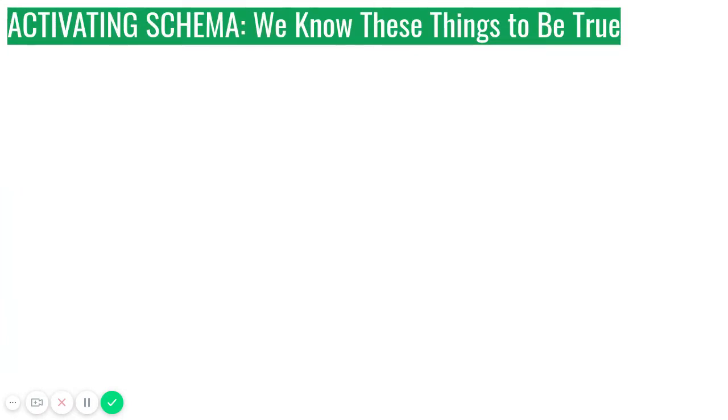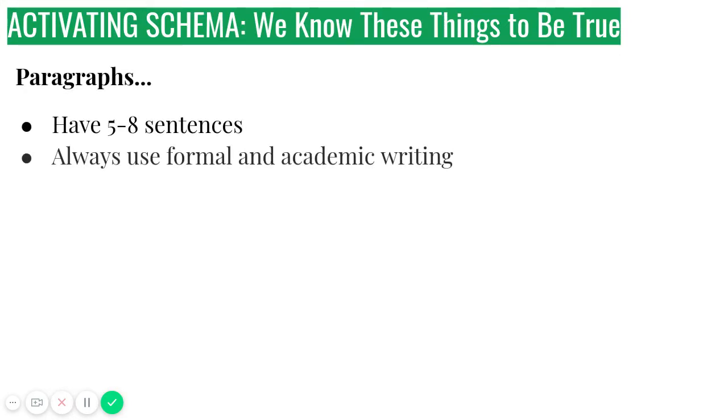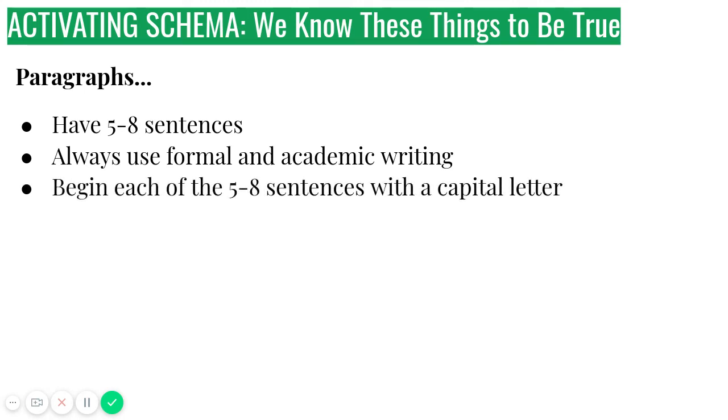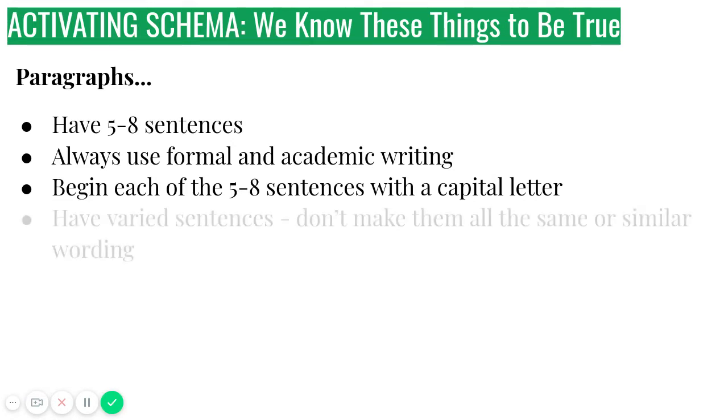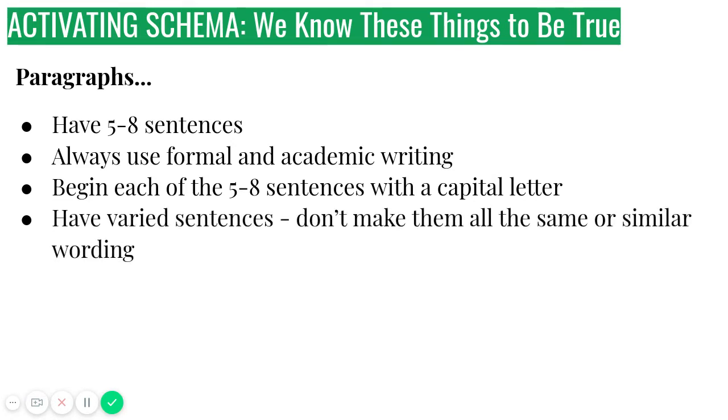We've already learned this. Paragraphs have 5 to 8 sentences. We always use formal and academic writing. Paragraphs begin each of the 5 to 8 sentences with a capital letter. Paragraphs have varied sentences, meaning don't make them all the same or similar wording, right? We looked at that before.